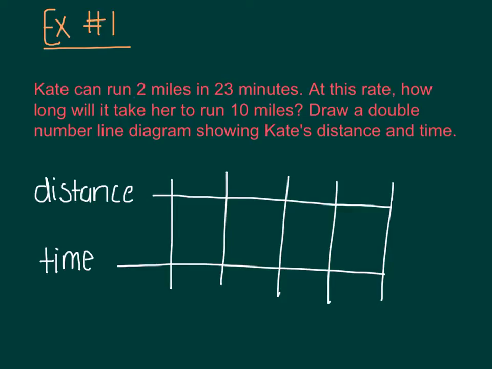So Kate can run 2 miles. So that's my distance in 23 minutes, and that is my time. So 2 miles in 23 minutes. At this rate, how long will it take her to run 10 miles? So I know I need to get to 10 in my distance. So let's count by 2's. 2, 4, 6, 8, 10. And then I can stop.